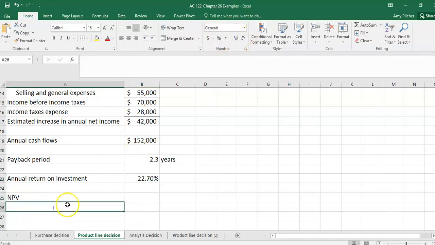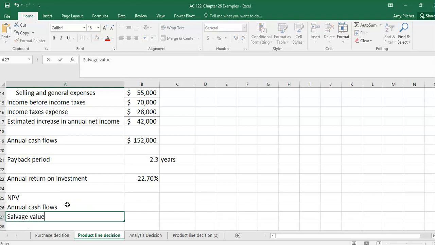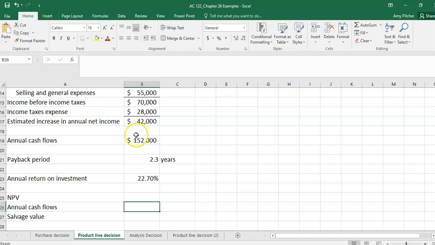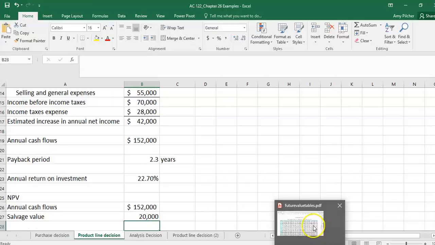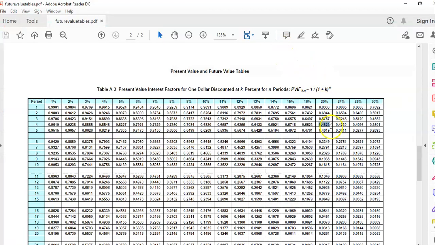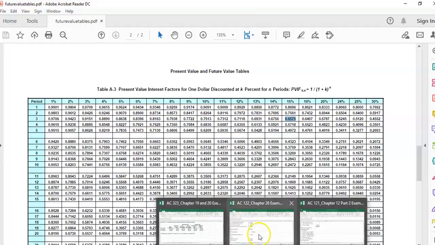For our net present value, we have annual cash flows and our salvage value. So our annual cash flows are 152,000. Salvage value is 20,000. And now we need our present value factors based on 15%. So for the salvage value, we can do present value of 1. It's 15% and it's a 3-year project. So 0.6575 is our factor.